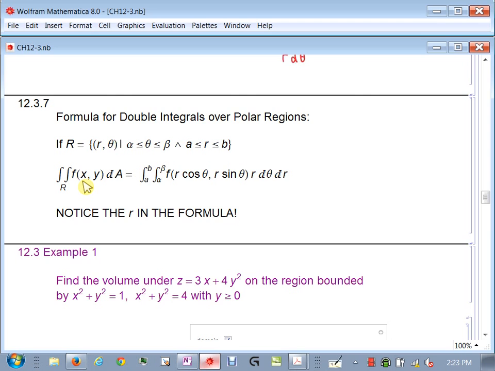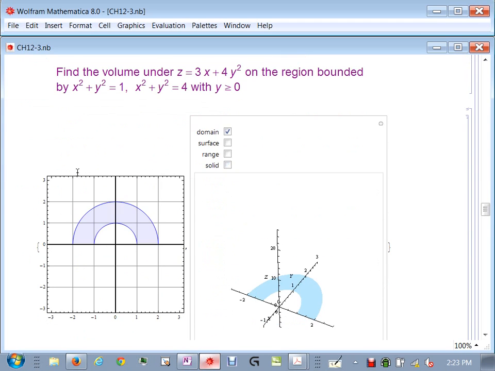So let's look at this. Find the volume under this, bounded by that thing there. So again, let's try and act like we don't have the picture. The picture kind of makes things a little bit too easy.